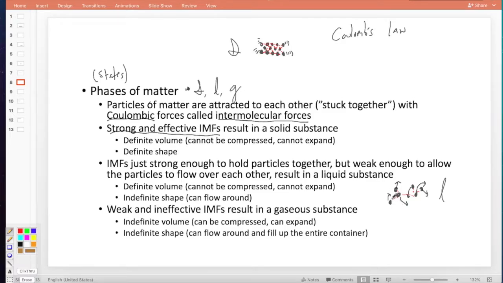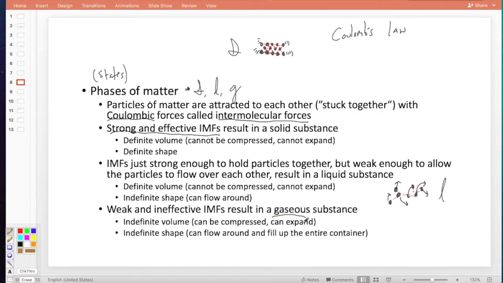Liquids will typically take the shape of their container, right? If you pour water from one cup to the other cup, that water is going to flow around and take the shape of whatever container you pour it into. So why does this happen? It's all about these intermolecular forces. They're a little bit weaker than the solids. What about gases?